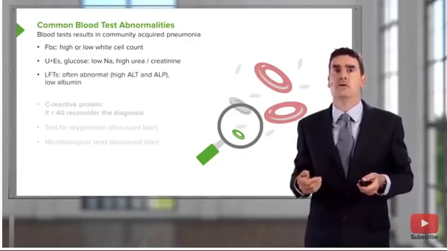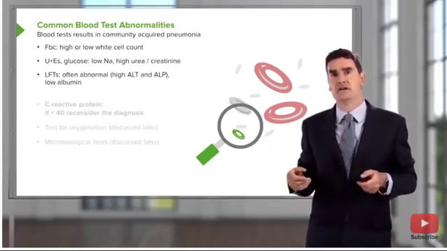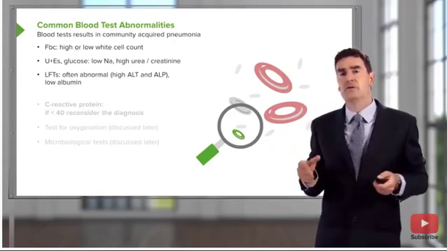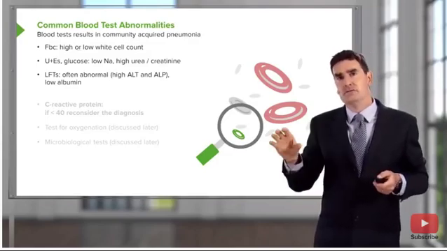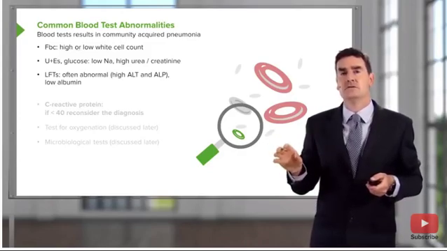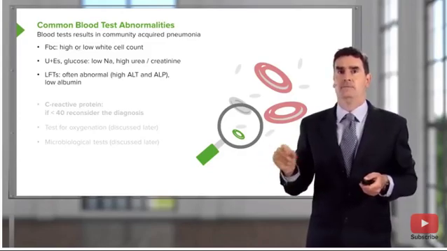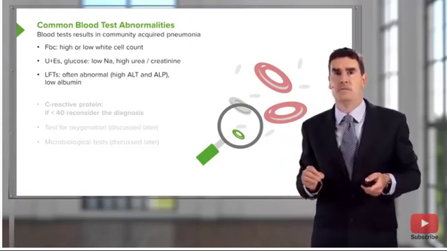Liver function tests often are abnormal in patients with pneumonia, a high ALT and a high alkaline phosphatase, and the albumin is one of those markers of acute infection. So for example, somebody gets acute pneumococcal pneumonia, their albumin may drop from its normal range of about 40 down to 25 very quickly. So hypoalbuminemia is a marker of infection.